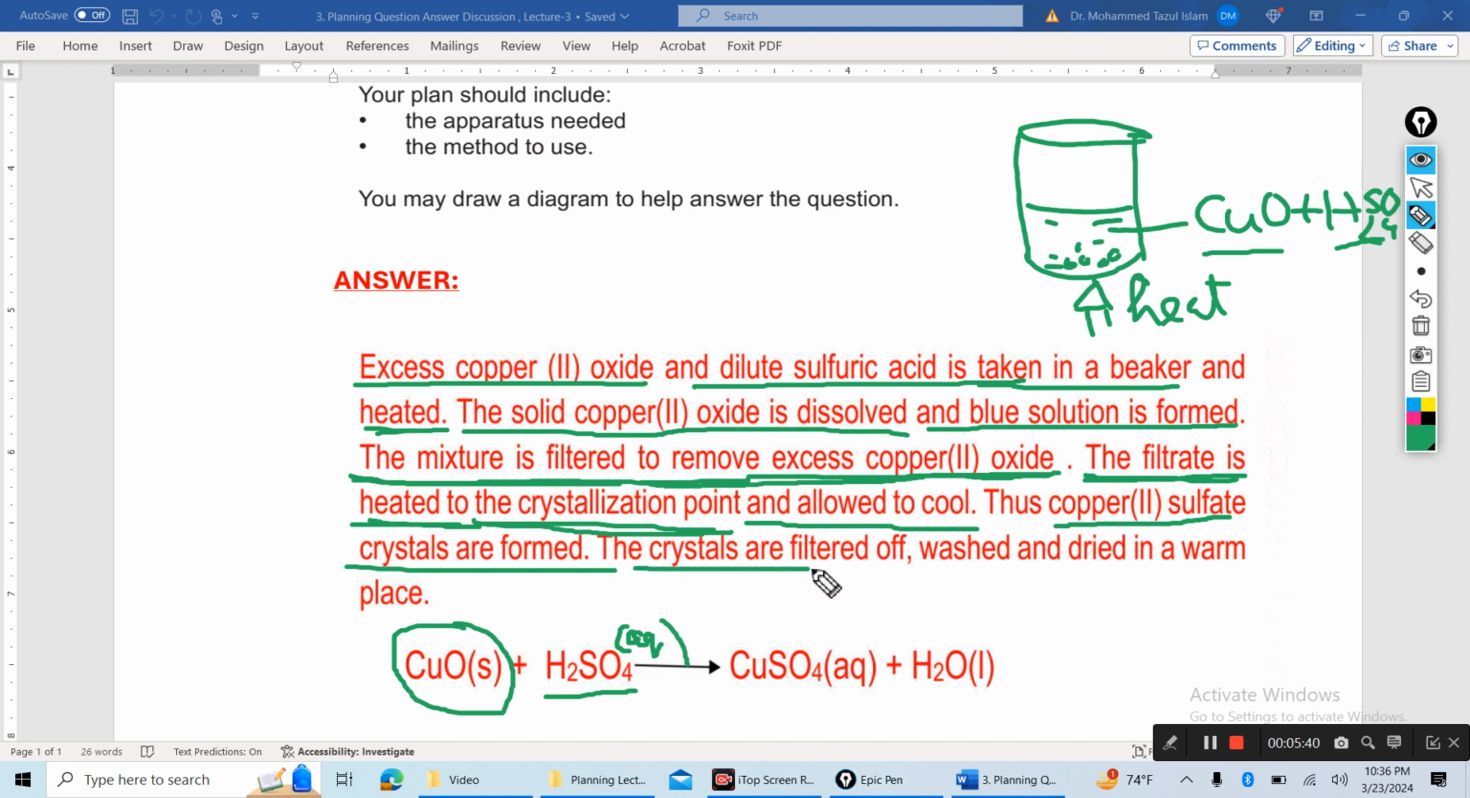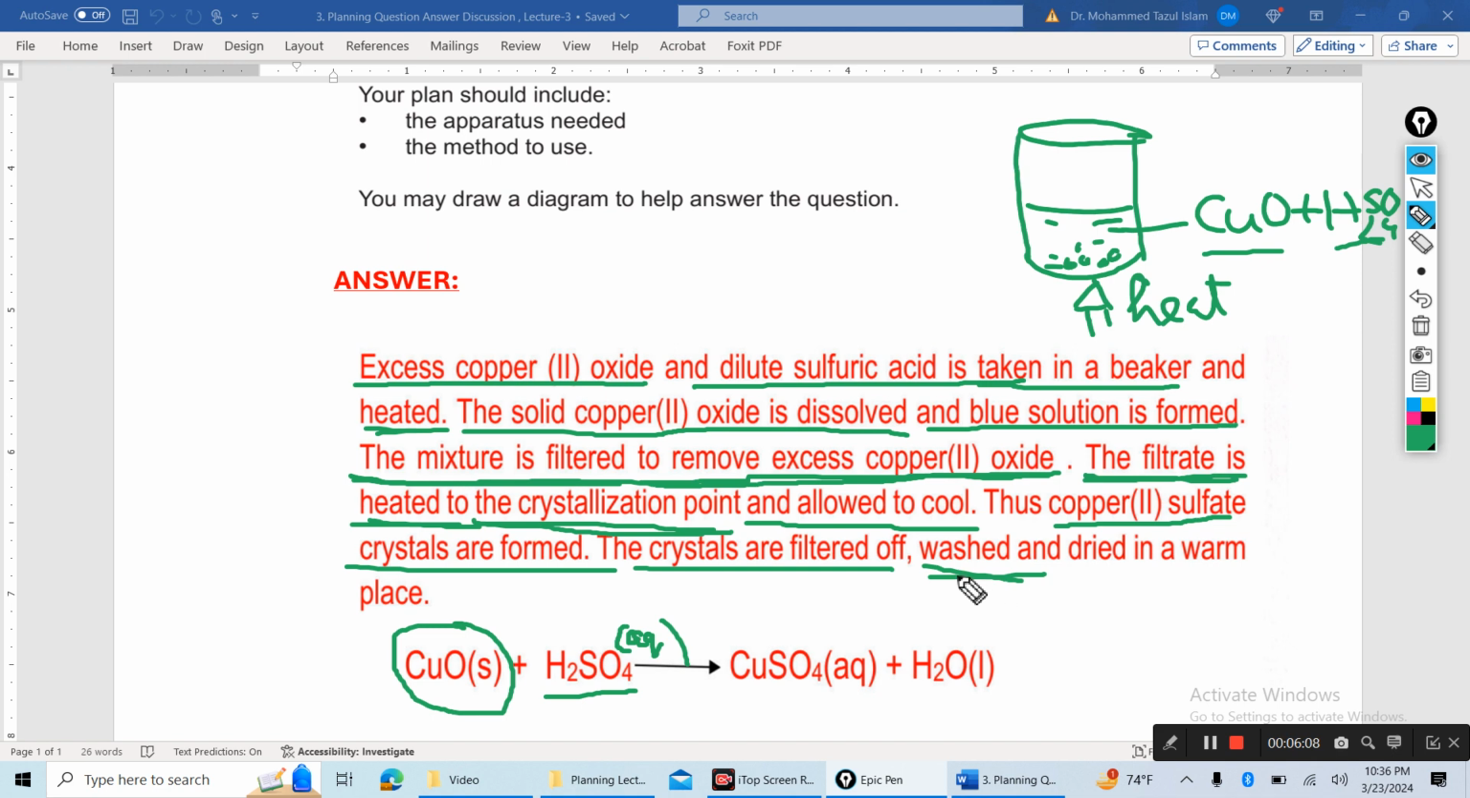the crystals are filtered off. The crystals are separated by filtration. This means the crystals are filtered off, then washed. Why washed? To remove crystal surface impurity. It may contain some impurity on the surface of the crystal. So if you wash, the surface impurity will be removed.